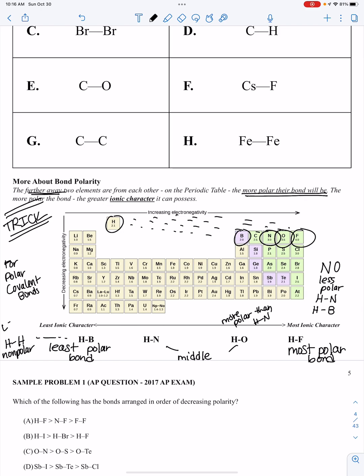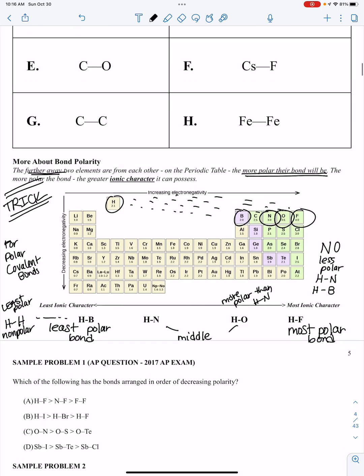This would be the least polar, of course, because it's nonpolar. So if I had H on itself, there is no separation, no distinction, and so it would be nonpolar. So I wanted to add that into our notes here. It's a nice little trick for us. The further away two elements are from each other on the periodic table, the more polar their bond will be. And so I did that example here.